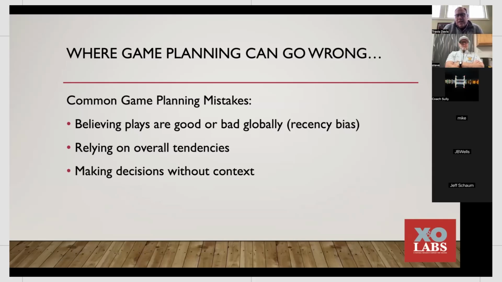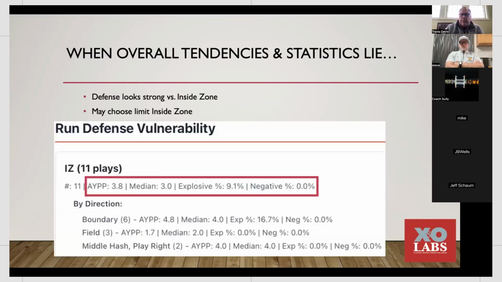The other one, in the second and third bullets here, they really are kind of together. But what we have really found is that making decisions using tendencies or general statistics without putting them into context can be dangerous and put you at risk in terms of being successful. Let me give you an example of this.